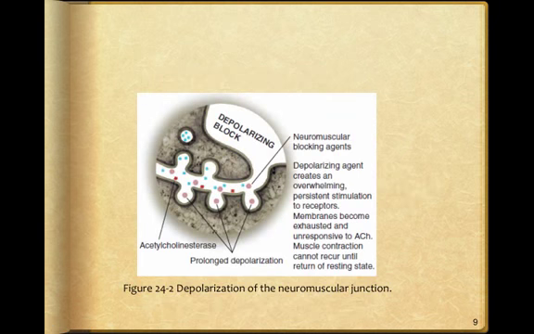Now, how a depolarizing neuromuscular blocking agent works: the depolarizing agent creates an overwhelming, persistent stimulation to the receptor. Membranes become exhausted and unresponsive to acetylcholine. Muscle contraction cannot reoccur until returned to the resting state.